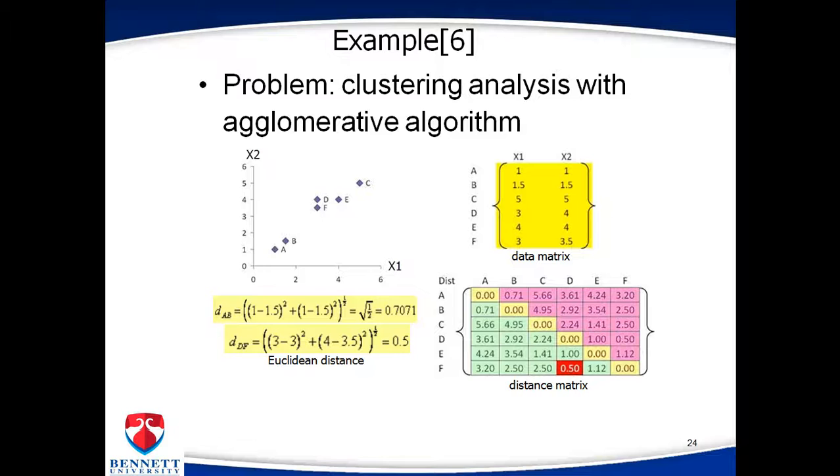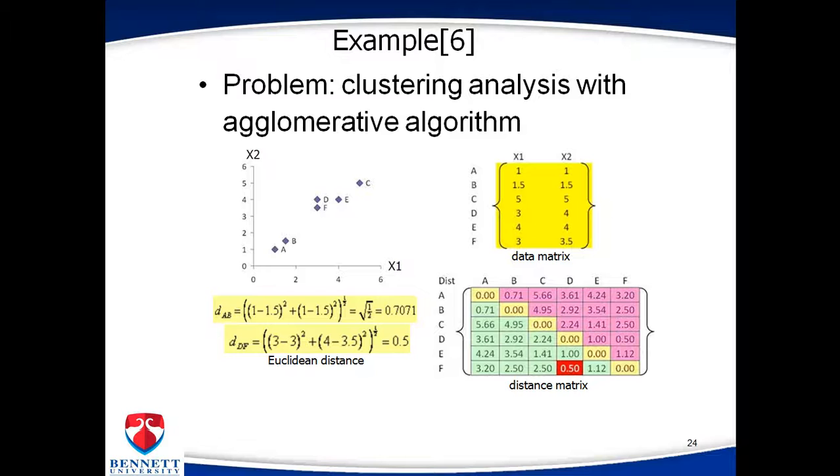So how do we merge the clusters? Using the agglomerative algorithm, we have two features, x1 and x2, for the points A, B, C, D, E, F. This is the scattered data. We plot these points A, B, C and so on, as data points between x1 and x2.